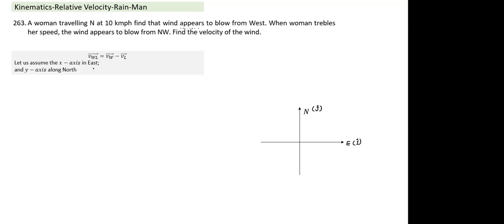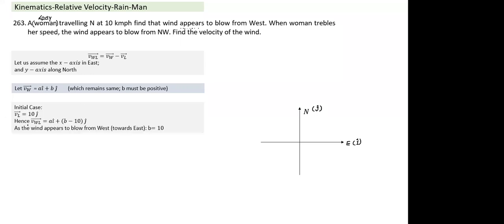Let's assume the x-axis is in the east. So I have taken here W for wind and woman. Both start with W, so I have elevated this woman to the status of a lady. Not elevated, maybe fair to call her a lady only. So what does WL indicate? The velocity of wind in the frame of reference of the lady will be the velocity of wind minus the velocity of the lady. Okay, now we have chosen the direction because it is a vector, so we have to be careful about sign convention.